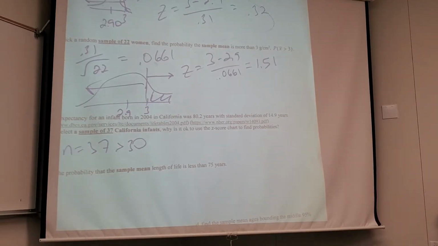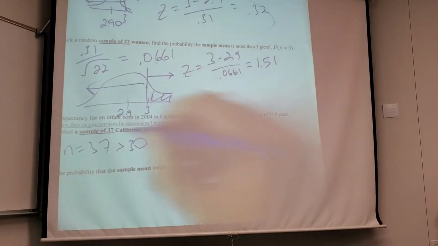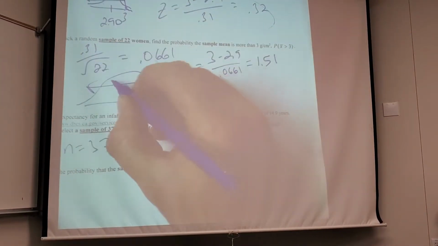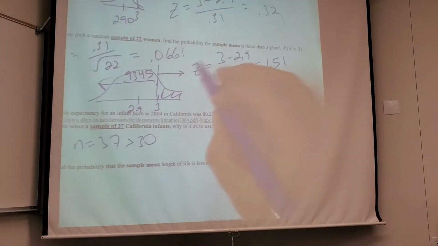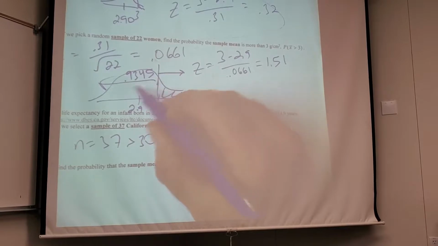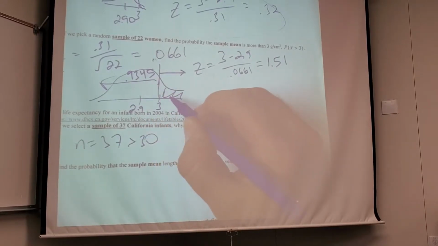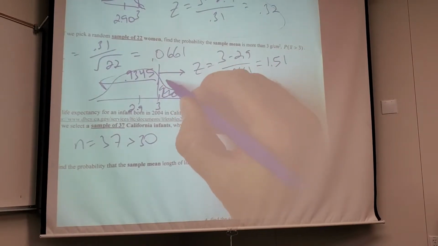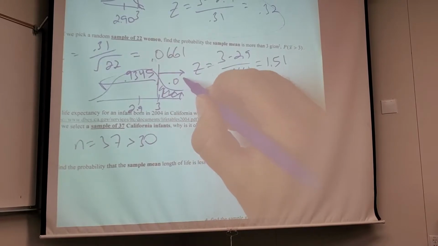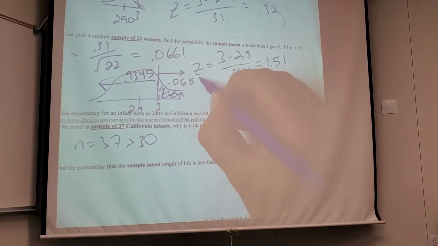So when I look up 1.51, what do you guys get? 0.9345. Where do I put that? Yes. I like it. But nobody was like, I'll tell you where to put it, Jeff. And of course, that's not the answer yet, because I was nice to myself and I shaded in the answer. So what's the actual answer? Yeah, 1 minus that, so it'll be 0.0655.